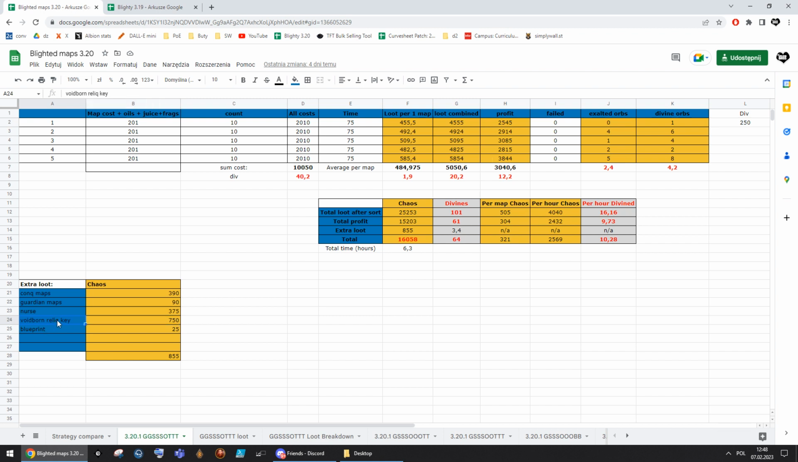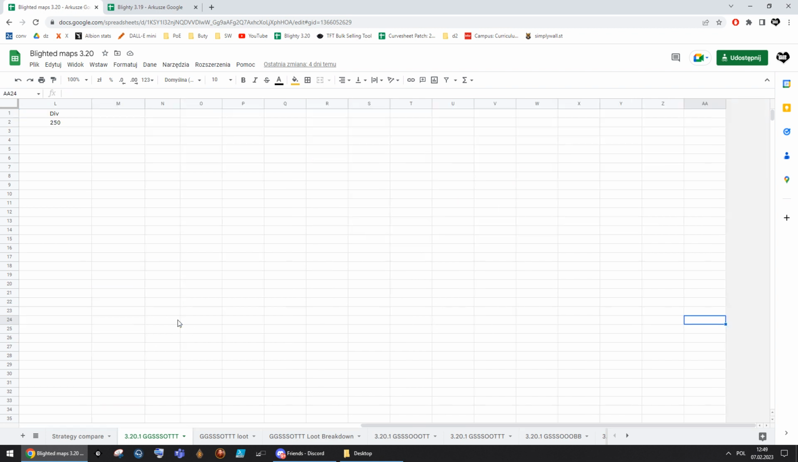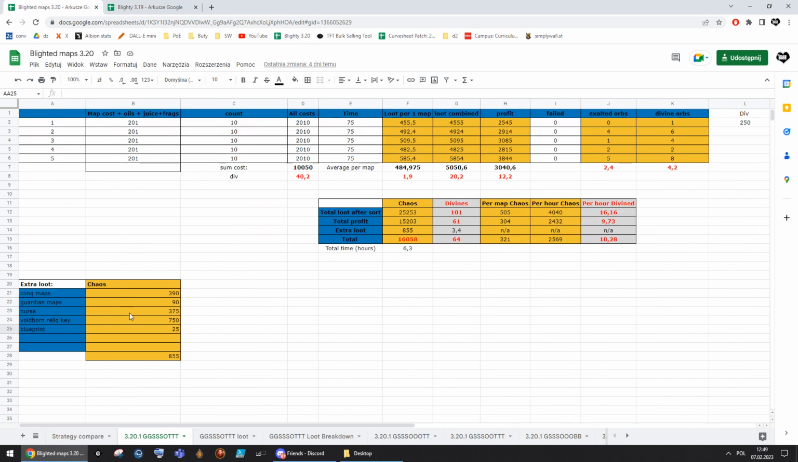So actually the top drop that you can expect is this key. When I tested strategies, it was 3 divines. Now it's even 5 divines. So if you pop this up, it should take numbers up. What is wrong with this? Ah, you see, I had a problem with my spreadsheet, so it's even closer to 11.